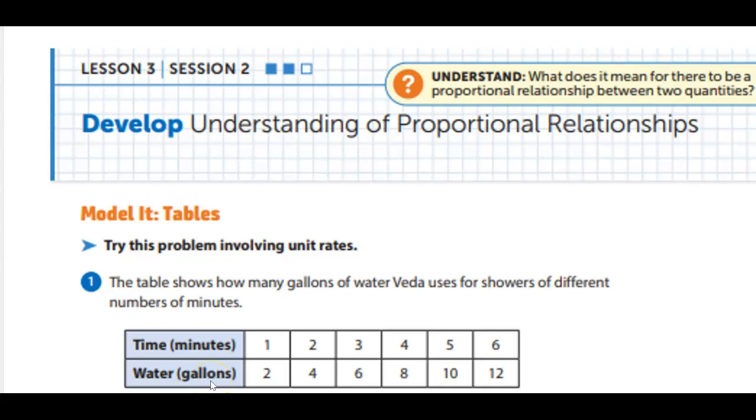Welcome to Math Task number 47. We are going to develop understanding of proportional relationships. So we're on page 53 of our book. We're going to dive right in.